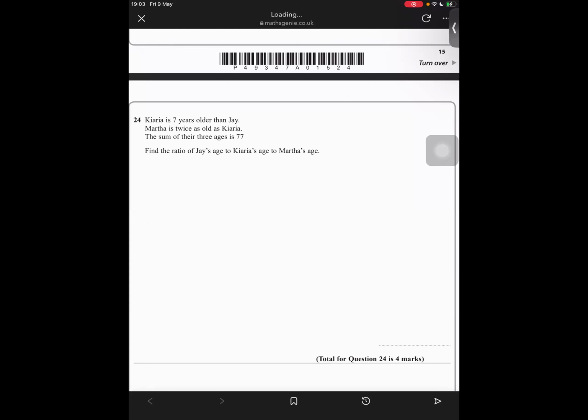This one looks like a ratio question. What does it say? Kiaria, that name sounds special, is 7 years older than Jay, and Martha is twice as old as Kiaria. It says the sum of their three ages is 77. It now says find the ratio of Jay's age to Kiaria's age to Martha's age. Wow, a threefold ratio. Okay, that's not bad.